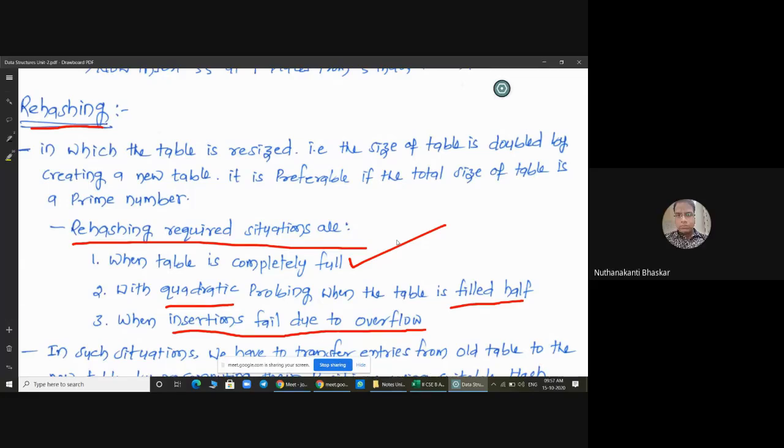What is the real thing about rehashing? Exactly what we have to do. Here the table is resized. When we apply rehashing, the table is going to change in size. For example, your table size is 10. Here we have to double that particular table. You know how to apply the division method, for example, h(k) = k mod table size. If I consider the table size as 10.